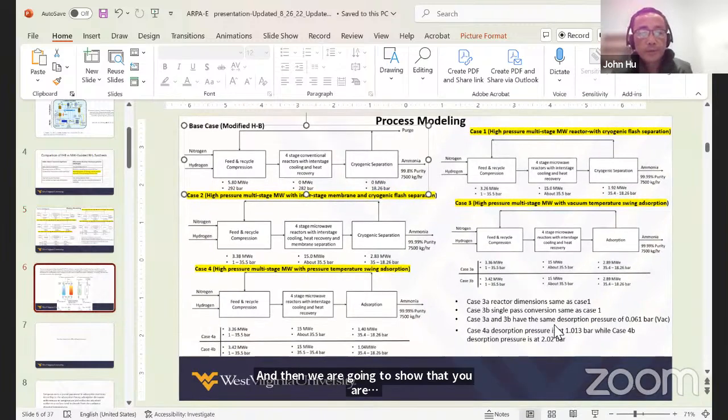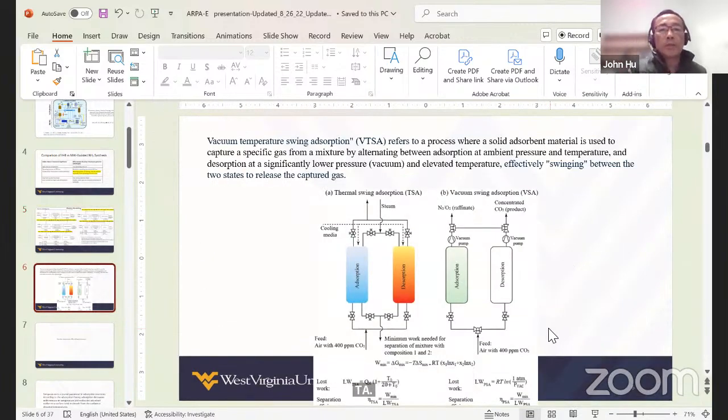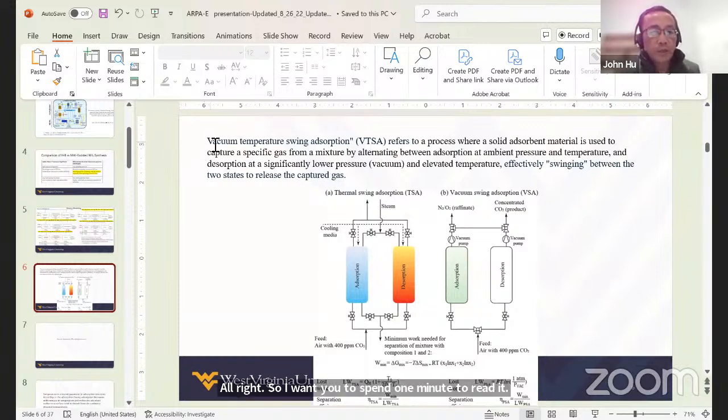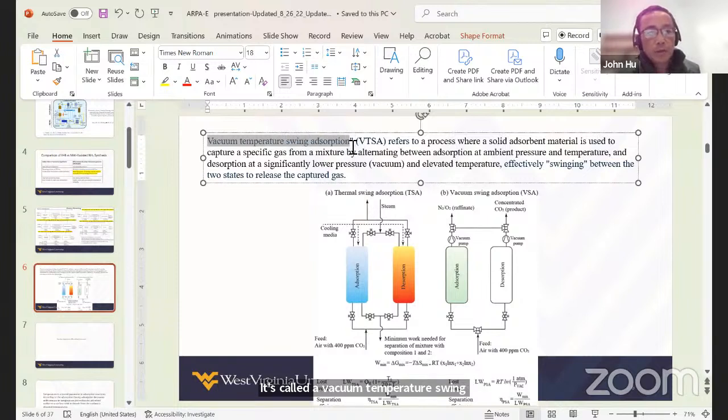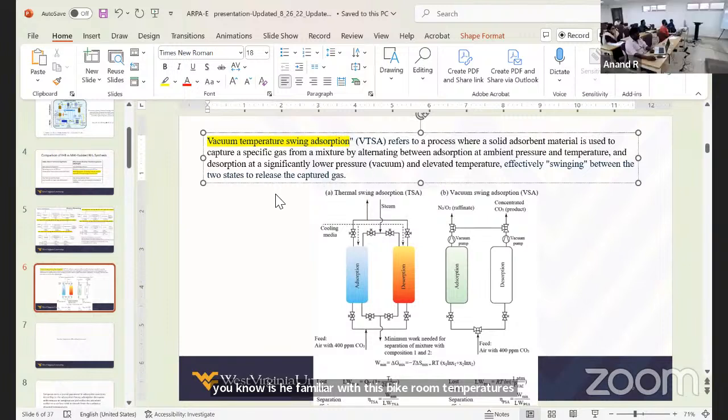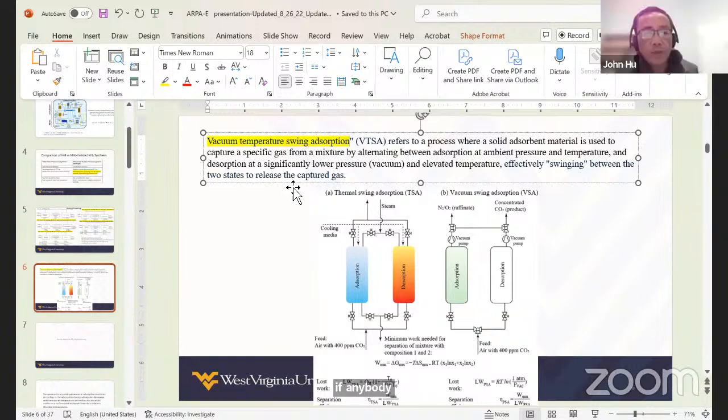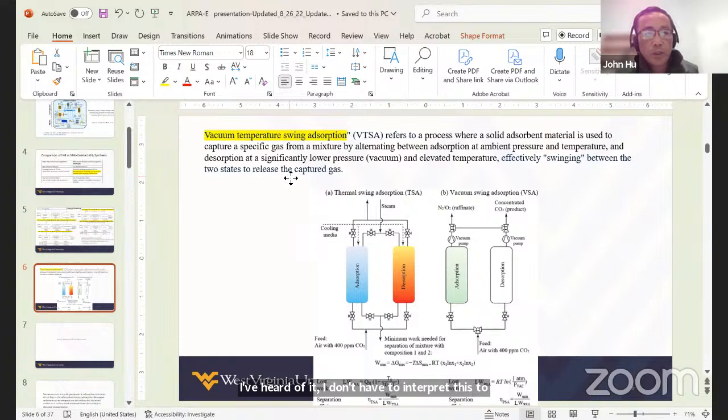All right. I want you to spend 1 minute to read it. It's called vacuum temperature swing adsorption, or VTSA. I'm not sure if the audience is familiar with this vacuum temperature swing operation. If anybody has heard of it, I don't have to interpret it to you, but I want to make sure you understand the process. Can someone say something?